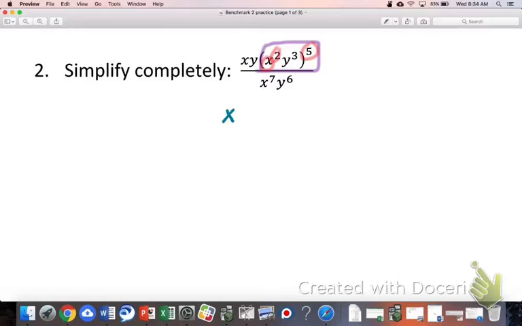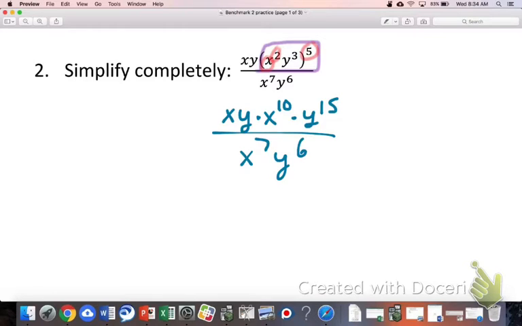So for a first step, I'm going to leave this x alone. I can leave that y alone. Those are those two right there. They're in the numerator of the fraction. And then I'm going to multiply my exponents, so it's going to be 2 times 5 is 10. 3 times 5 is 15. The denominator stays the same.